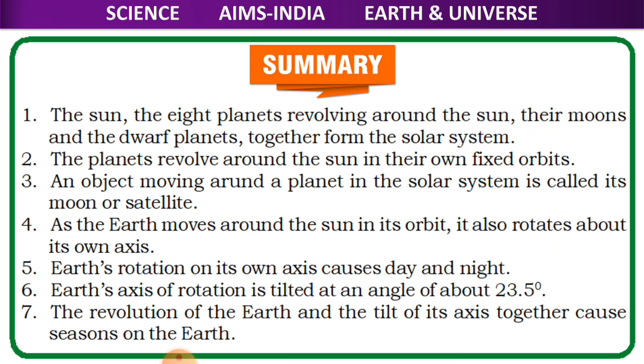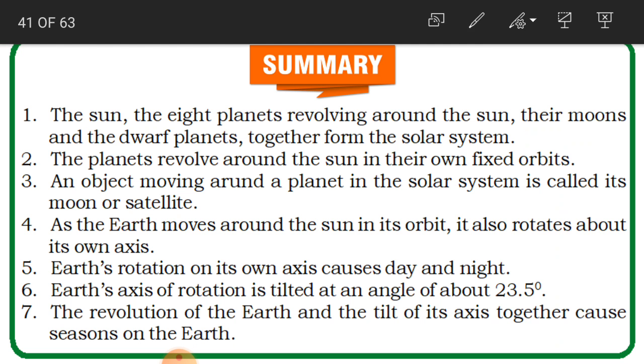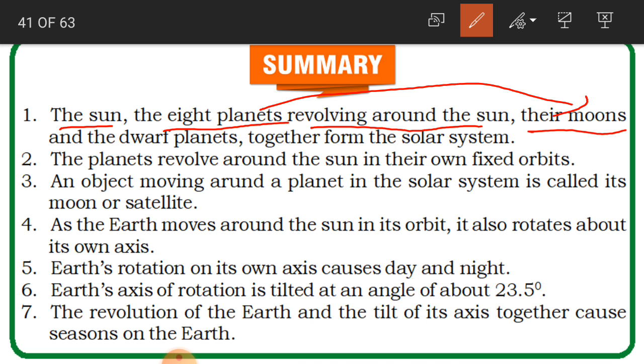Like the sun, the 8 planets revolving around the sun, their moons and the dwarf planets together form the solar system. Okay children? So what we have learnt about the solar system is the sun, the 8 planets which are revolving around the sun, and their moons. Which moons? The planets' moons here. And the dwarf planets all together form the solar system. And the planets revolve around the sun in their own fixed orbits, that is in their own fixed paths.